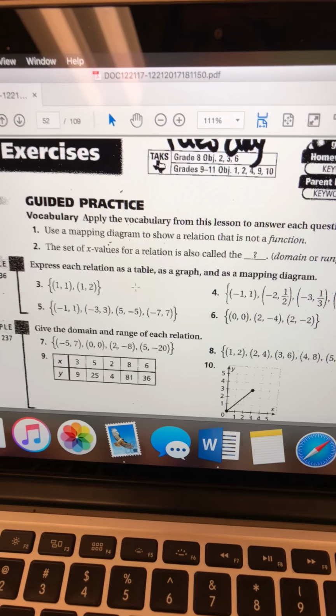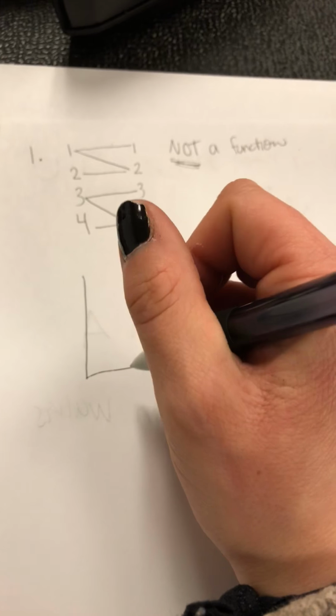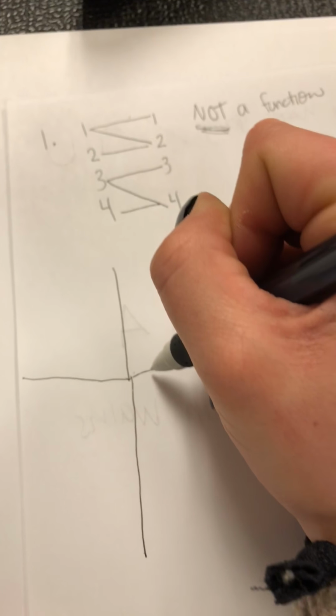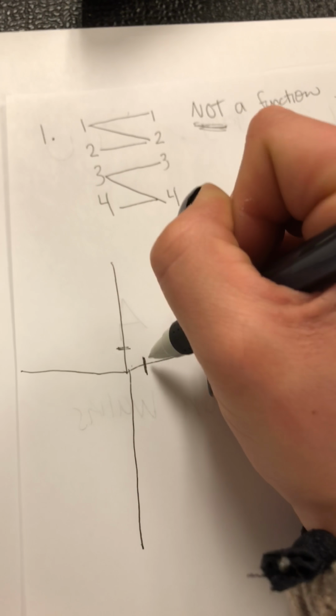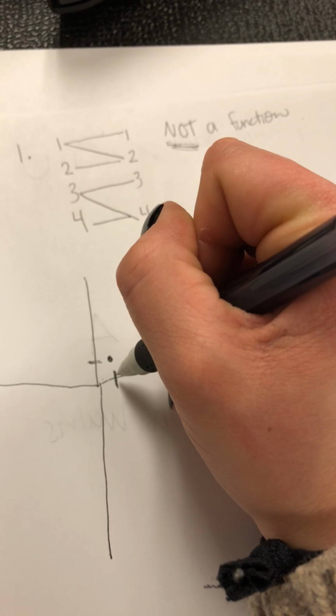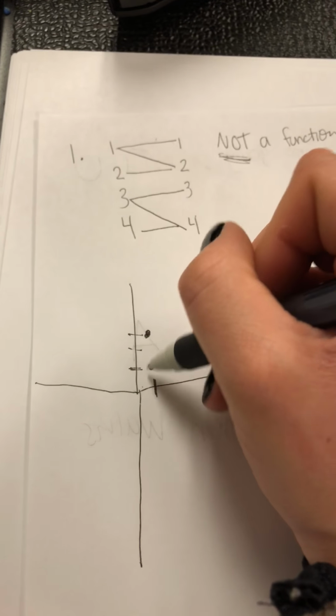And then express each relation as a table, as a graph, and as a mapping diagram. So I'm going to go over number three, and then I'm going to have you go ahead and do the rest on your own. Number three says 1, 1, and 1, 2. So I set up my coordinate plane, pardon me, and I'm going to be at 1, 1, x value of 1, y value of 1. And I'm also going to be at 1, 2, an x value of 1, and a y value of 2. So this is what this looks like right here as a graph.